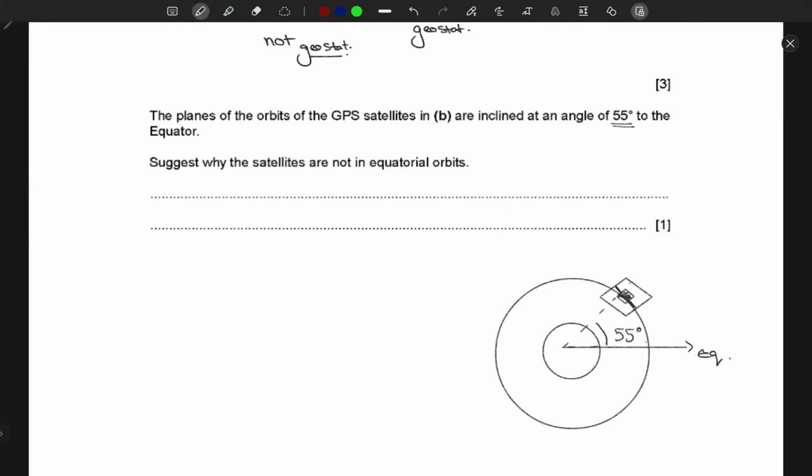Now they're asking you why the satellites are not in the equatorial orbit. So they're asking why I did not keep the satellite plane at a 0-degree angle to the equator. Why is it not in the plane that is on the equator? Why is the satellite not here?